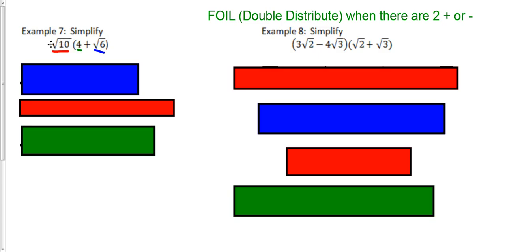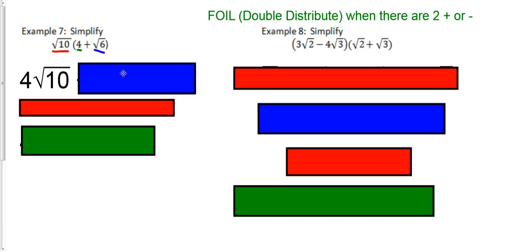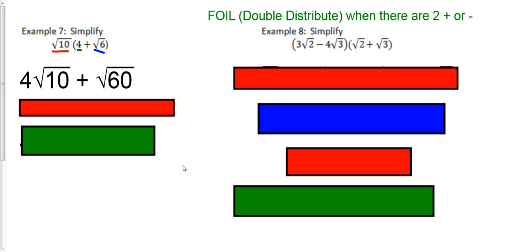So when we distribute square root of 10 times 4, it just becomes 4 square roots of 10. When we distribute square root of 10 times the square root of 6, it becomes the square root of 60. So right now, this is my expression after I distributed. Now I need to simplify. 10 will only break down into 2 and 5, and neither of those are square numbers. So we can't break it down into any simpler pieces. So this term is already as simple as it'll get.